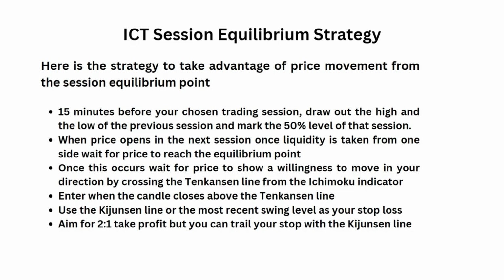When price opens in the next session, and once liquidity is taken from one side, wait for price to reach the equilibrium point. Once this occurs, wait for price to show a willingness to move in your direction by crossing the Tenkansen line from the Ichimoku indicator. Enter when the candle closes beyond the Tenkansen line. Use the Ichimoku line or the most recent swing level as your stop loss. Aim for a 2-to-1 take profit, but you can trail your stop with the Ichimoku line.